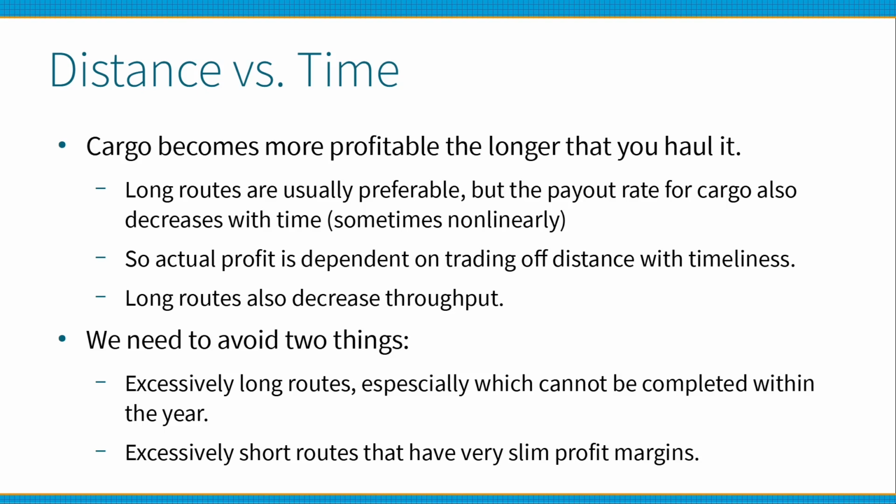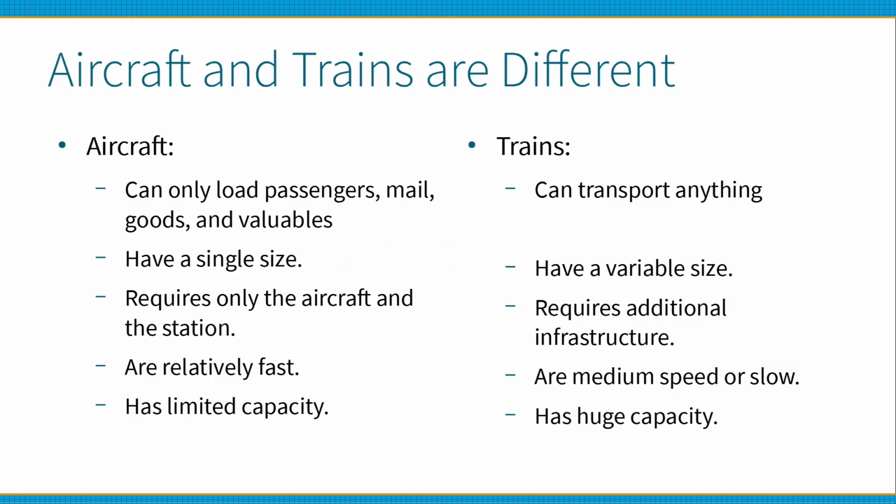And I mention this because we're going to try to avoid two things in this particular experiment. Excessively long routes between stations. We especially want a route that can be completed within the year. And also excessively short routes, because if you have excessively short routes, you're not really getting much on that distance factor, and so you're significantly reducing your profit margin. So this leads now into our methodology.